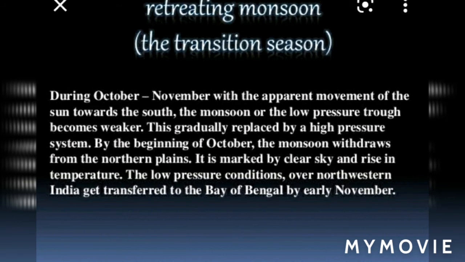The last season is the retreating monsoon, the post-monsoon transition season. During October-November, with the apparent movement of the sun towards the south, the monsoon trough or the low-pressure trough over the northern plains becomes weaker. This is gradually replaced by a high-pressure system. The southwest monsoon winds weaken and start withdrawing gradually. By the beginning of October, the monsoon withdraws from the northern plains.